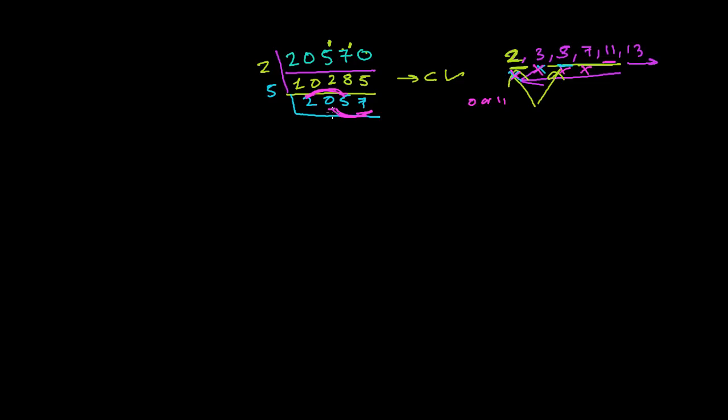So the sum of the odd places here is 0 plus 7, it's 7, and the sum of the even places is 7. So 7 minus 7 is 0, yes, it is divisible by 11. All right, so let's divide this by 11.